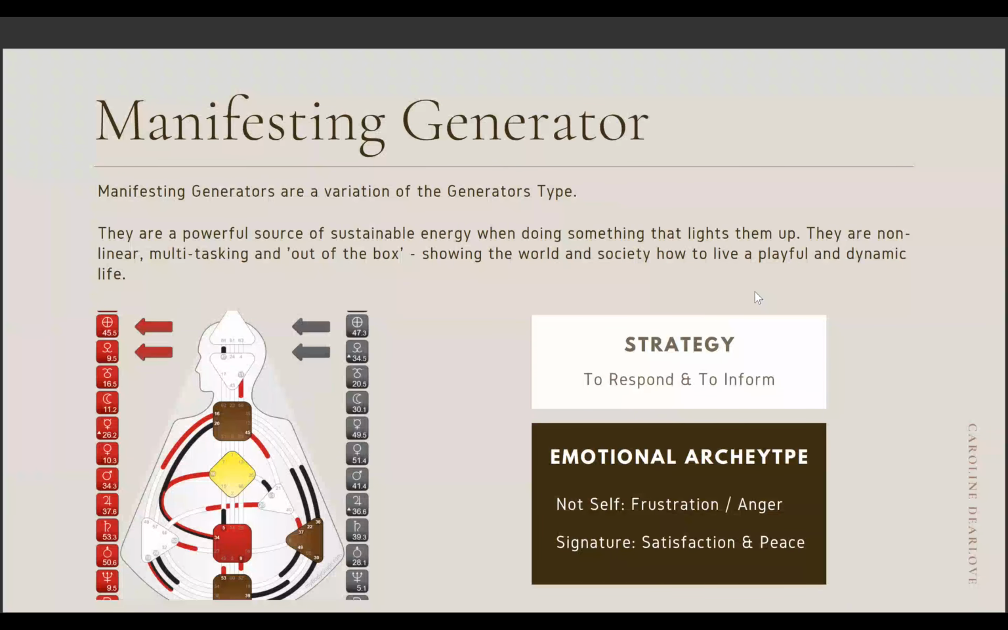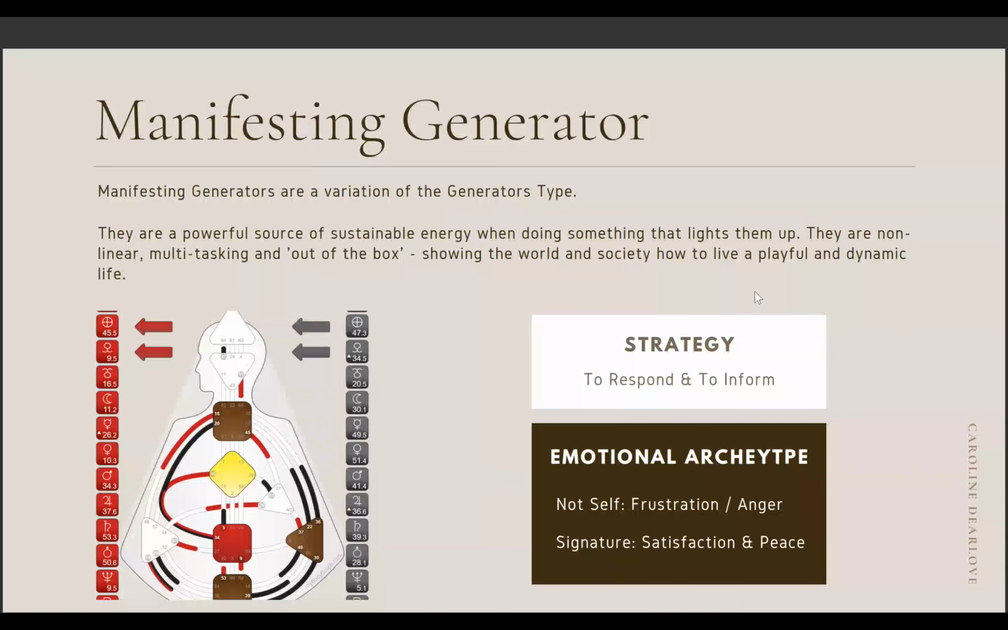Manifesting generator. So manifesting generator is a type of generator, but they have an element of manifesting energy inside of them. We know that manifestor is another type. Now, with a manifesting generator, they will always have a motor connected to their throat. Generally, this is from the sacral. A pure manifesting generator is somebody who has the 3420 channel.